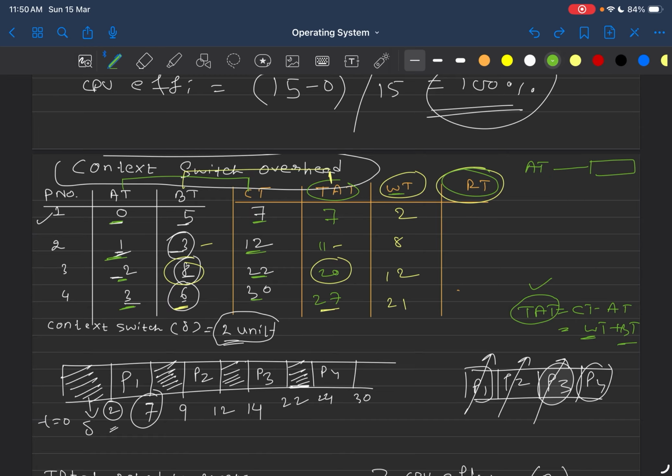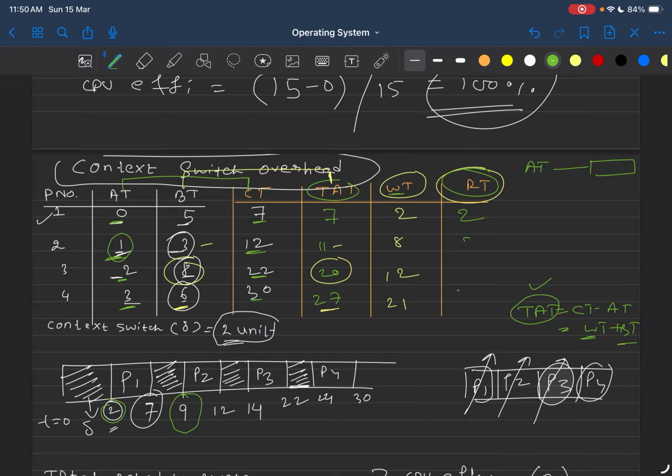When the process P1 has arrived at time t equal to 0 and is scheduled for the first time, that is time t equal to 2, so the response time is 2. Coming to P2, P2 has arrived at time t equal to 1 and is scheduled for the first time at time t equal to 9.